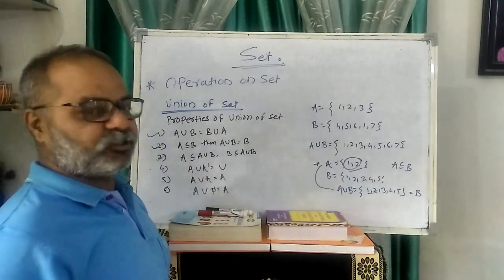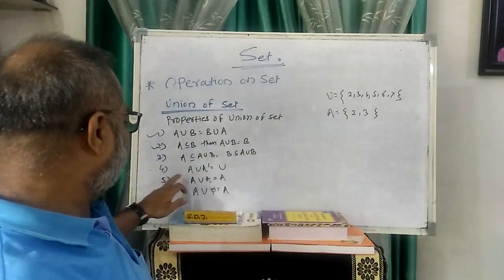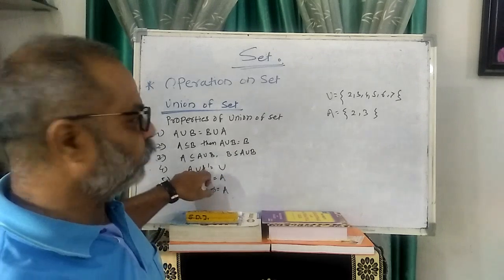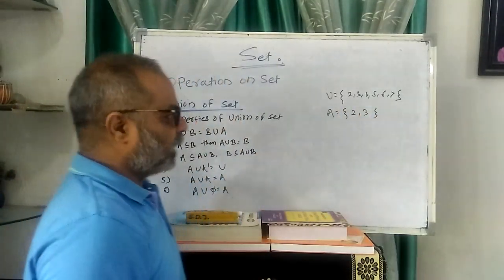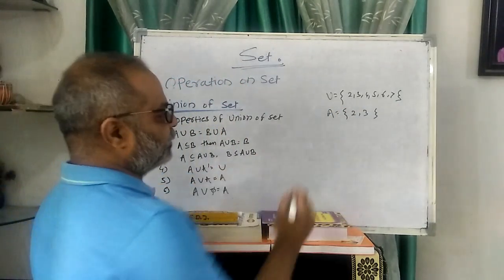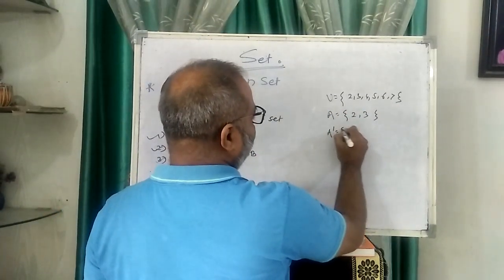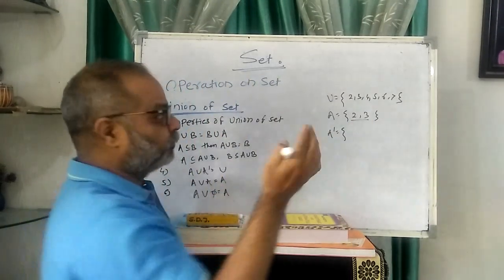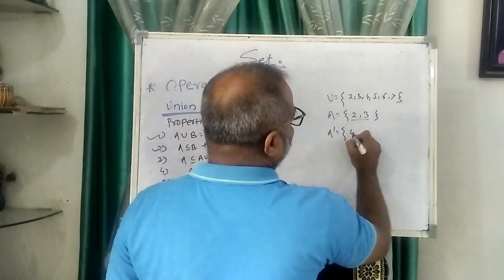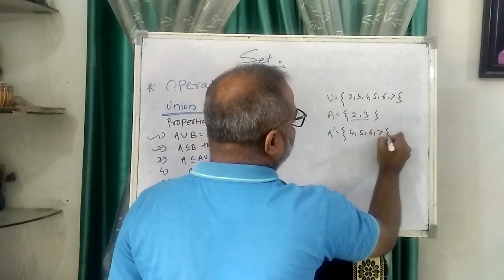Now we prove the next property: A union A dash is equal to U. I just write U as {2, 3, 4, 5, 6, 7} and A as {2, 3}. I just find A dash. For the complement of A, the elements present in A we delete from U. So 2, 3 get cancelled, and here we have 4, 5, 6, 7.